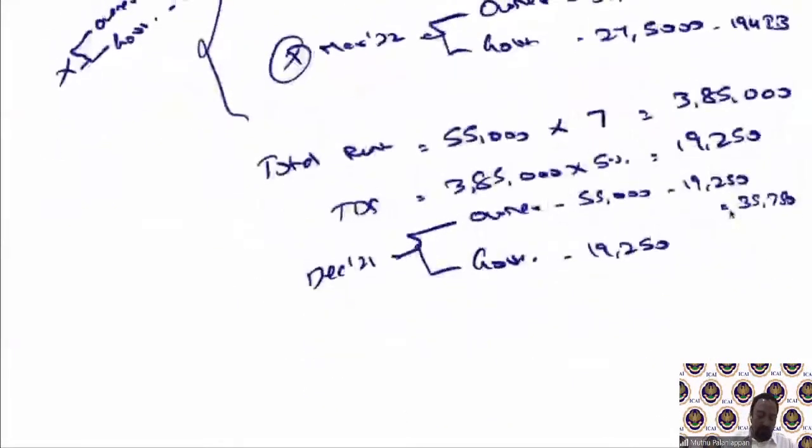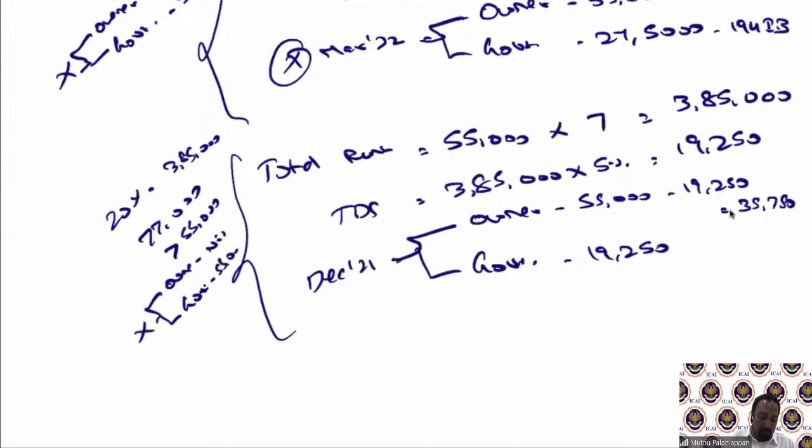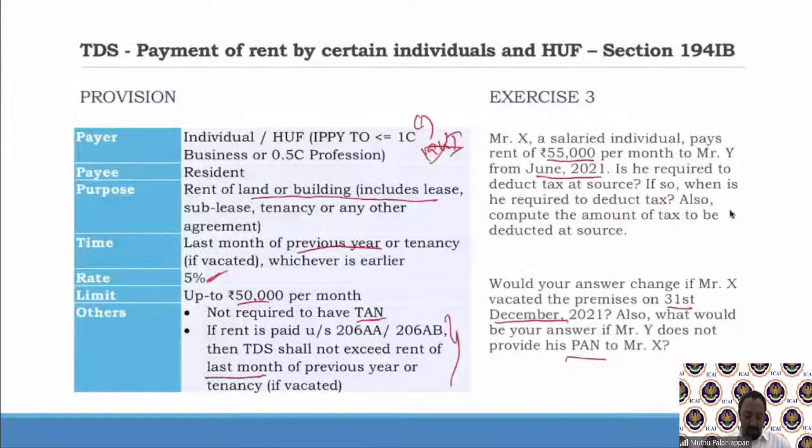In the second case, what happens? In this case, it is 3,85,000. That is 20% of 3,85,000, which will be 77,000. 77,000 is greater than 55,000. So again, here also X will pay to the owner nil, and will pay to the government 55,000. So the answer will remain the same in both situations, because 20% of the total rental paid is more than 1 month's rental. So the TDS is restricted to 1 month's rental. So that is 194-IB.